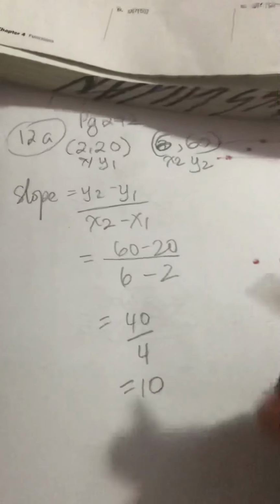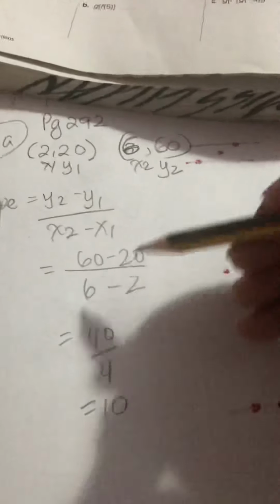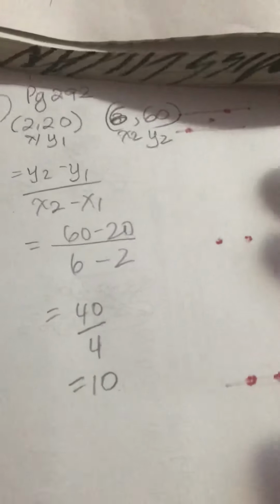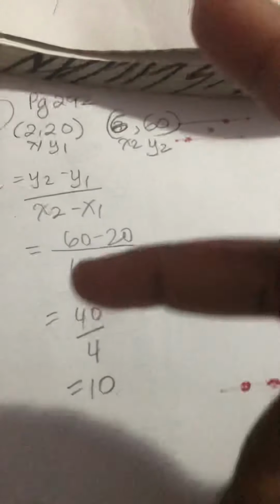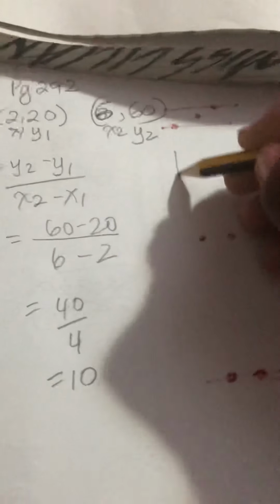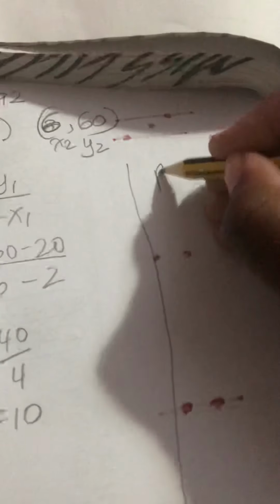This is my slope. I can find my equation immediately, or I can find my y-intercept and then find my equation. So I'll show you 2 ways. So we can either do the point-slope. Point-slope gives you the equation immediately, without doing many steps.